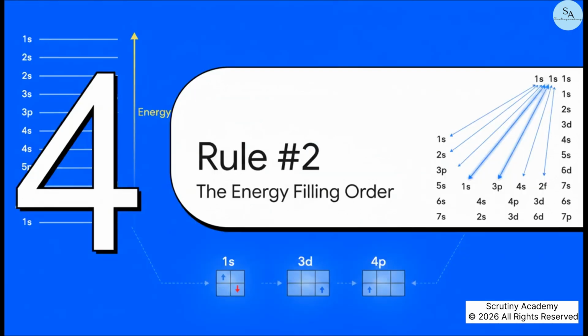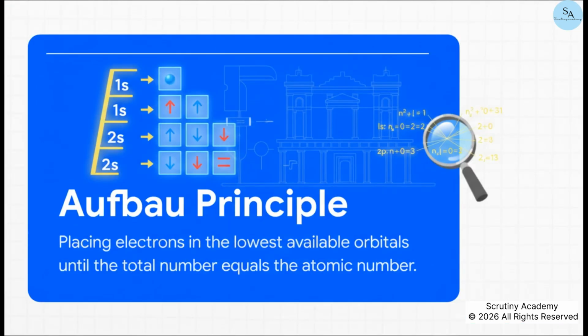Okay, so we know we can put up to 2 electrons in any given orbital. But which orbital do we fill first? The 1s, the 3d, the 4p? There's an order to it, and that's where our second rule comes in. It's called the Aufbau Principle. Aufbau is a German word that means building up, and that's exactly what we do.